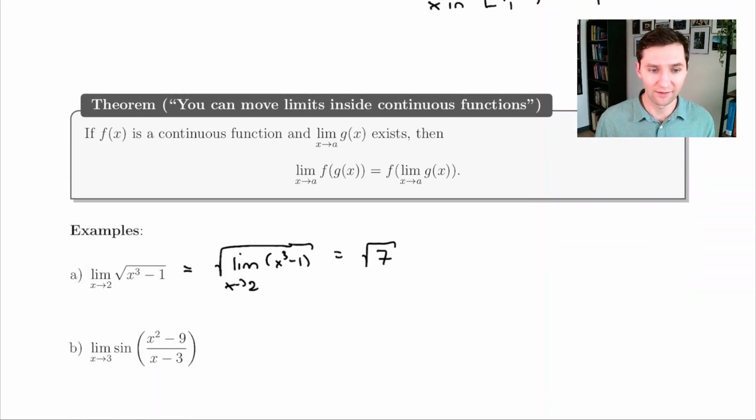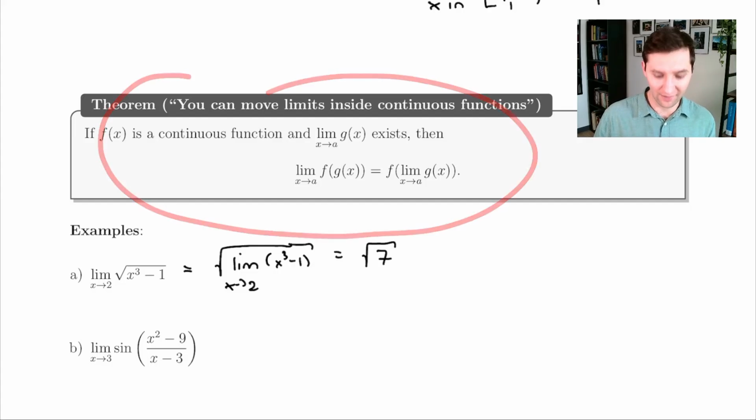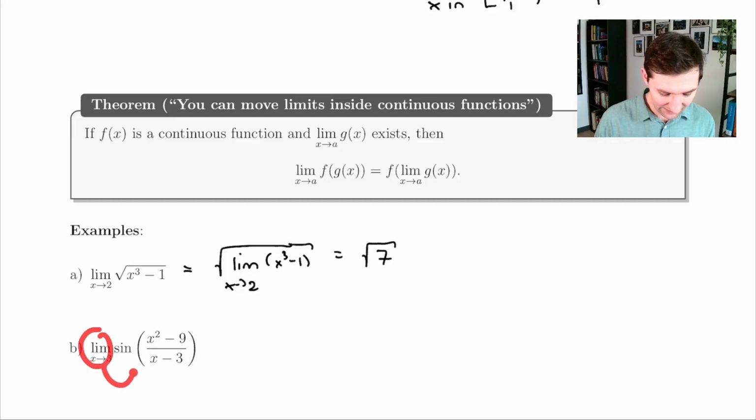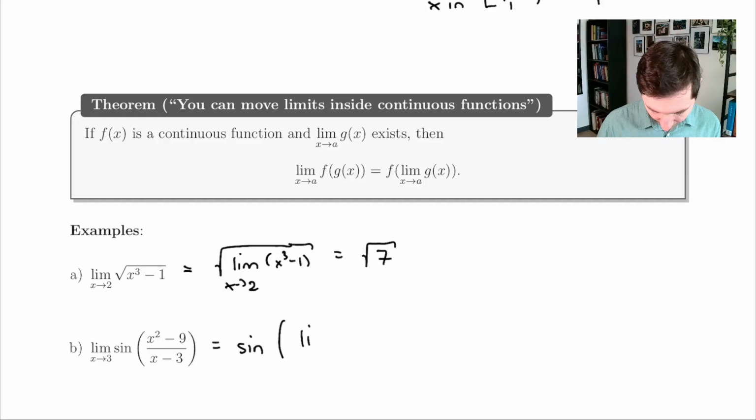Take a look at the next example. This time, we must compute the limit as x approaches 3 of this expression. Note that this time I cannot simply plug in 3, because if I did so, I get the indeterminate form of 0 divided by 0. Instead, I apply the theorem above, and I take the limit and move it inside of the continuous function sine. And I get sine of the limit as x goes to 3 of x squared minus 9 divided by x minus 3.